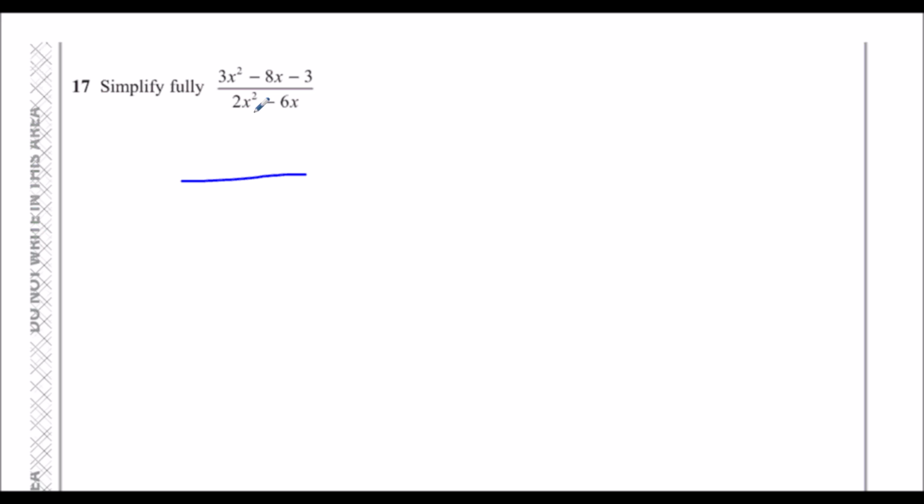We've got 2x squared minus 6x. 2 and 6 are both in the 2 times table, and they've both got an x in them. So I'm going to take 2x outside. 2x times x makes 2x squared, and 2x times negative 3 makes negative 6x. So I've got 2x and x minus 3.